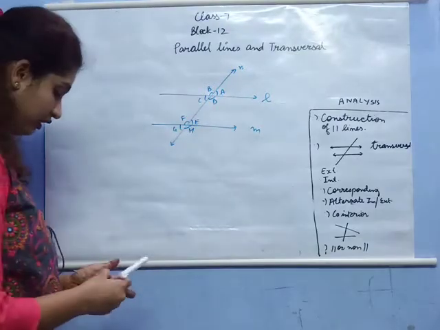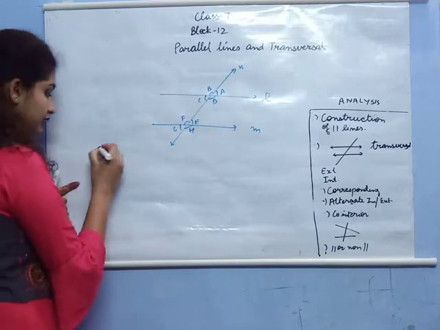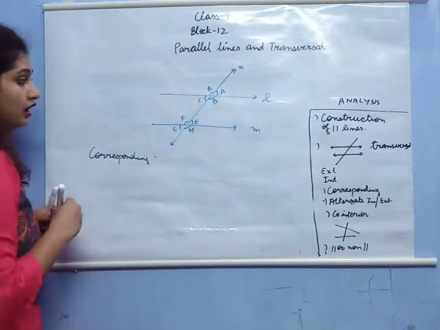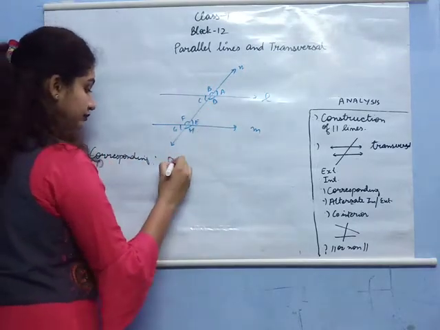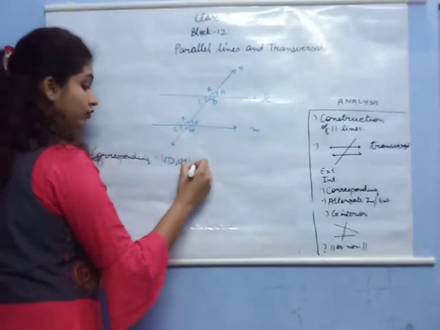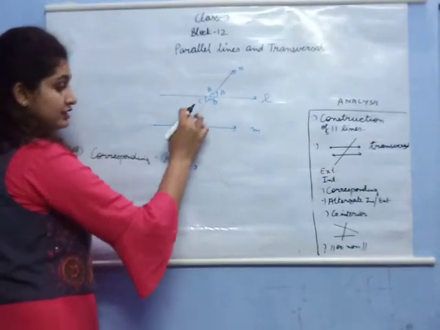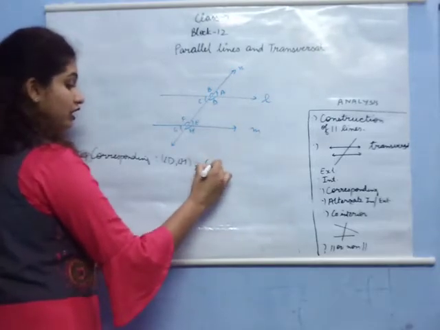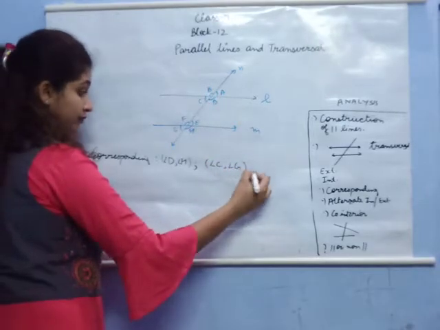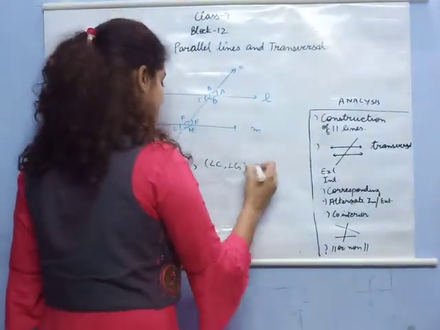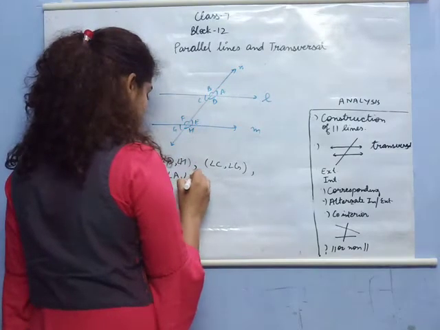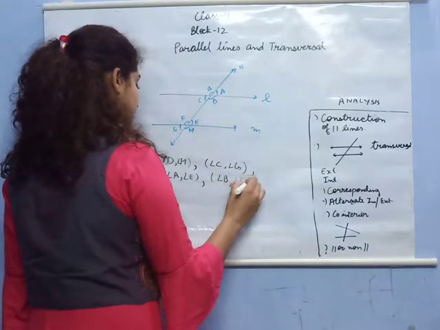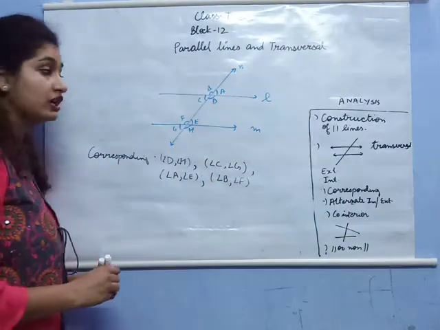Right? Now again, the corresponding angles are D and H. Angle D with angle H, one pair. Another pair is C with G. Angle C, angle G. Another pair is A and E. B and F. Right? These are the pairs of corresponding angles which are equal to each other.